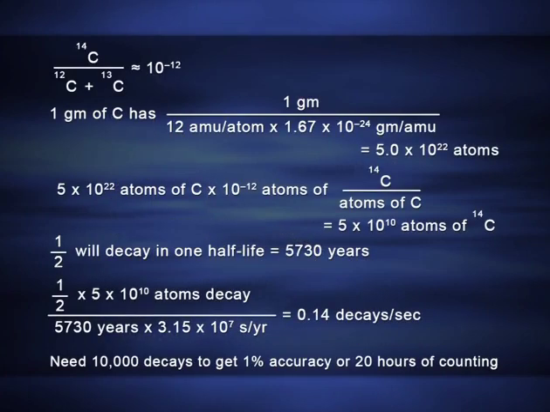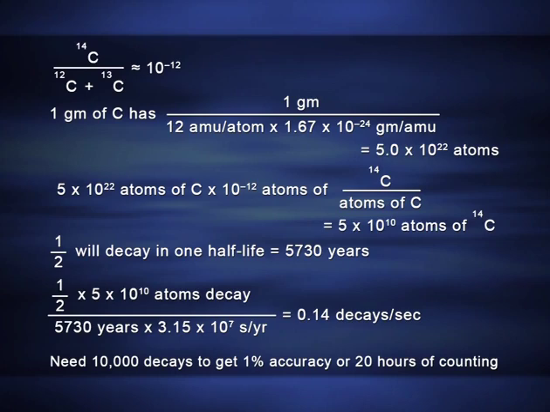But let's just take a rough average. Let's say that half of those atoms decay in the first 5,730 years. There are 3.15 times 10 to the 7 seconds in every year. So if we divide the total number available by 2, half of them decay, and then by the total number of seconds in one half-life, we find out we'd expect something like 0.14, or a tenth of a decay every second. 1 carbon-14 atom decaying every 10 seconds or so.